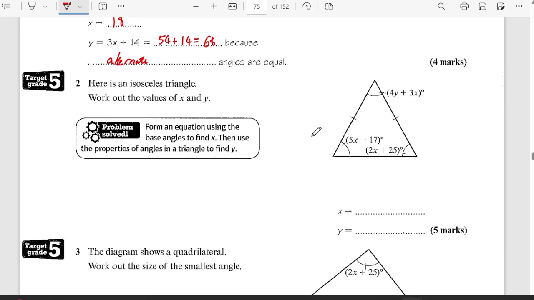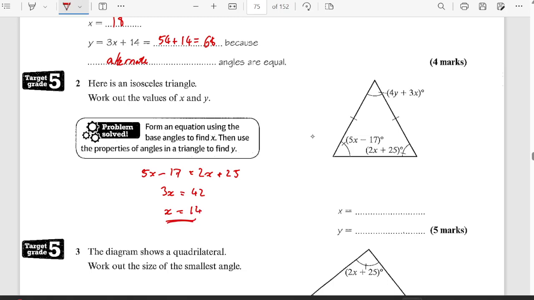Okay, question 2. Here is an isosceles triangle. Work out the size of x and y. This is targeted grade 5. So in an isosceles triangle, these two angles would be equal. So I'm going to start with that and say that 5x minus 17 is going to be equal to 2x plus 25. Now, if I minus 2x from both sides and add 17 to both sides, that's going to give me 3x is equal to 42. So x is going to be equal to 14.